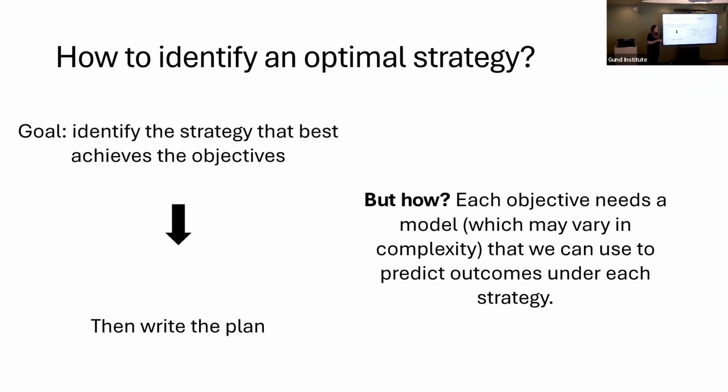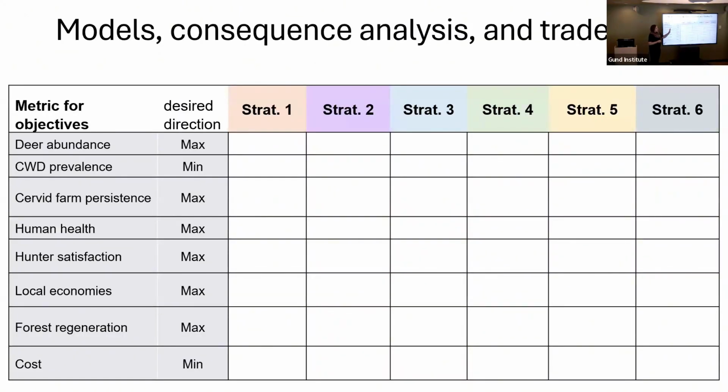So if we knew how each strategy would impact the performance of those things that we care about, then we could figure out which strategy best meets our objectives. So in the end, envision a table. We have the things that we care about, our objectives, on this side. We have the potential strategies across the top. And in a perfect world, I have a model for deer abundance. And in that model, I implement the actions associated with strategy 1, and I compute. And I figure out how many deer does that leave me with at the end of 25 years or 50 years. I plug that in there.